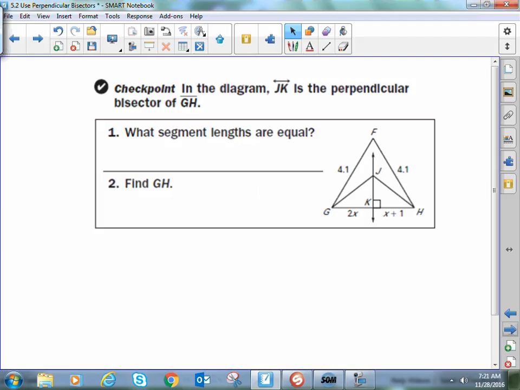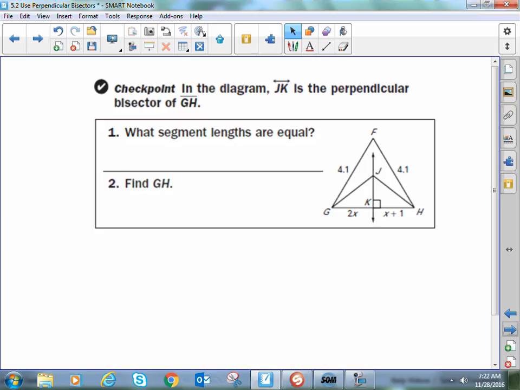Now here, I'm going to go ahead and pause. This is where I want you guys to try answering these questions yourselves. Same idea as what we just saw. So try answering these two questions. Show me what segment lengths are equal to each other and how long is segment GH. So go ahead and answer these questions, and when you're done, come on back and check your answers against mine.